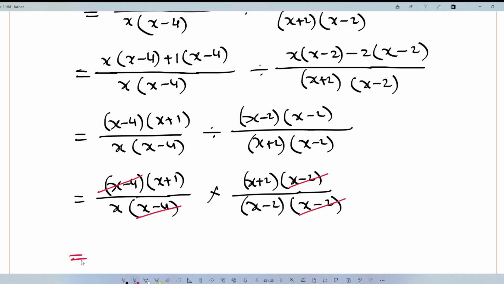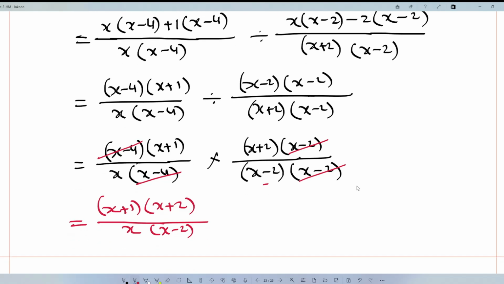So our answer is (x + 1)(x + 2) divide x times (x − 2). So this is our answer.